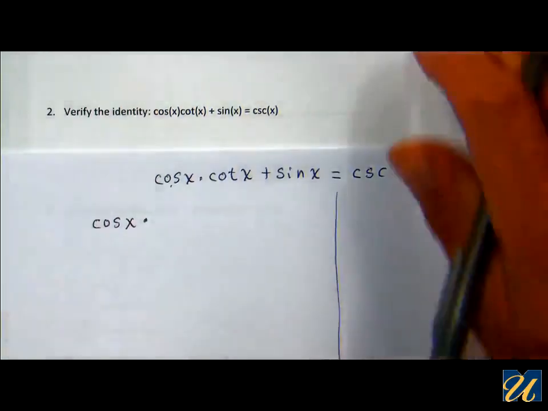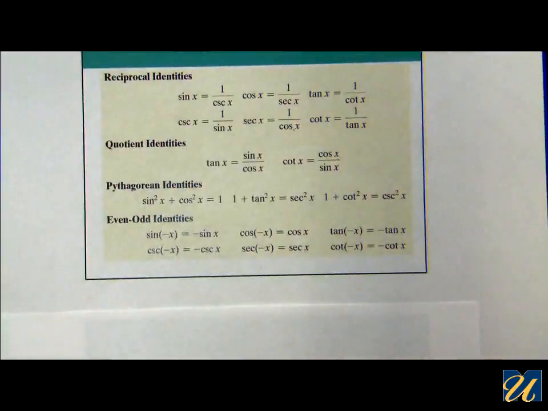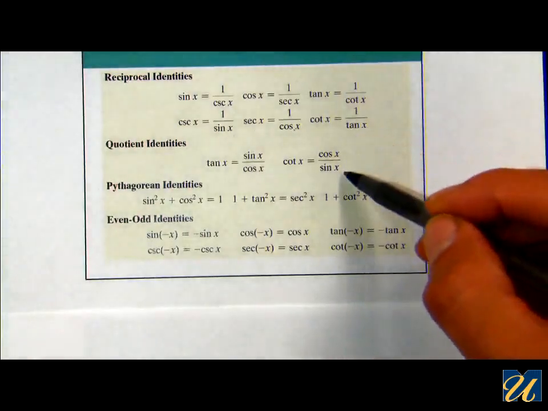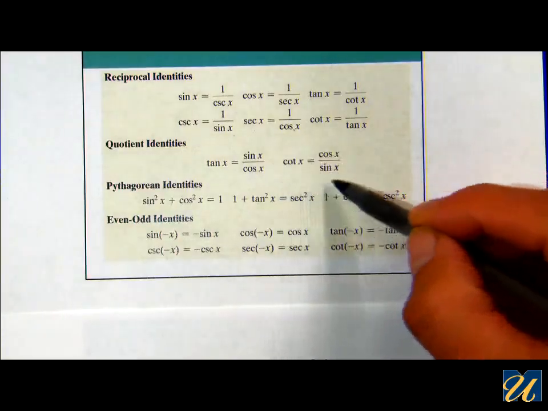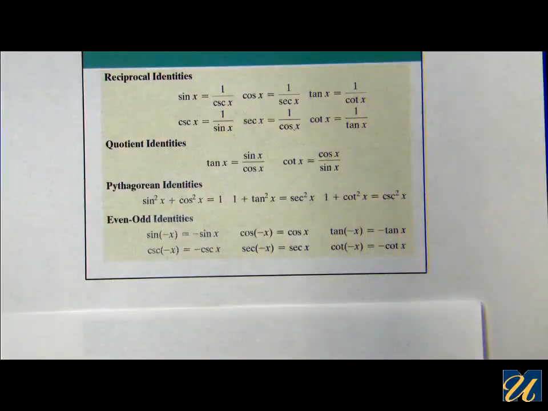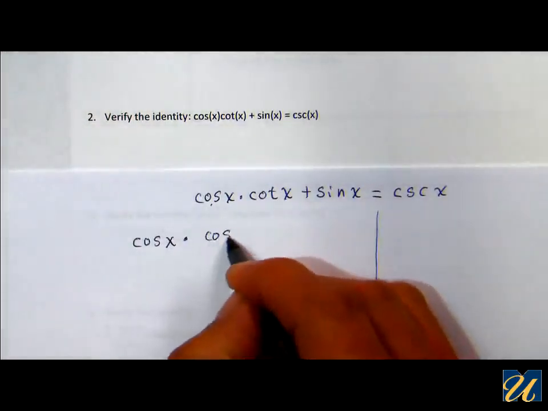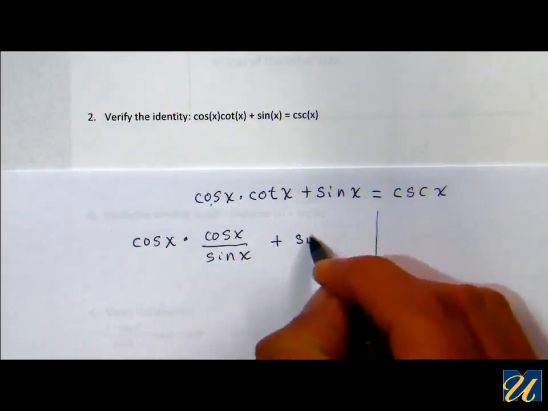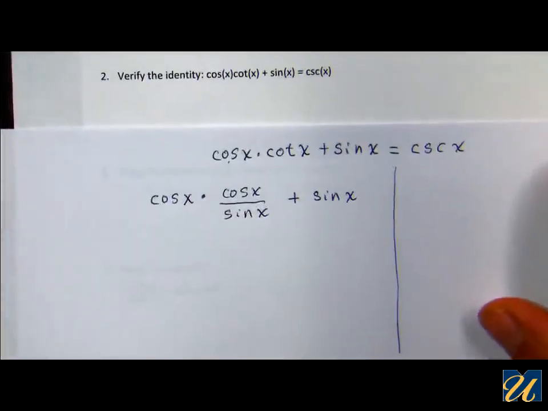Times the cotangent. Okay, so by our fundamental list of identities here, the cotangent is 1 over the tangent, and the cotangent is also cosine over sine. Let's choose this one because our strategy at this point seems to be to reduce everything down to sines and cosines. So let's do that. Cotangent is the cosine divided by the sine. Add to that the sine of x. Okay, so we've transformed everything on the left side to just cosines and sines.